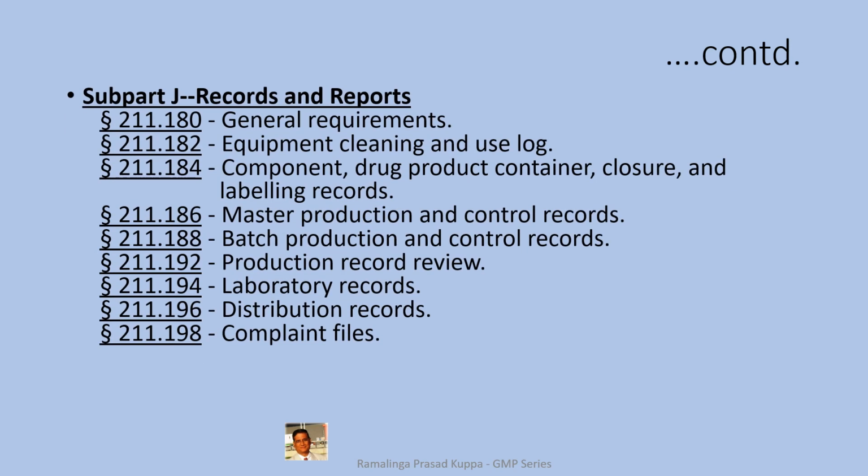Subpart J is for records and reports. 211.180 is general requirements. 182 is for equipment cleaning and usage log. 184 is component, drug product container, closure and labeling records. 186 is master production and control records. 188 is for batch production and control records. 192 is for production record review. 194 is for laboratory records. 196 is for distribution records. 198 is for complaint files.